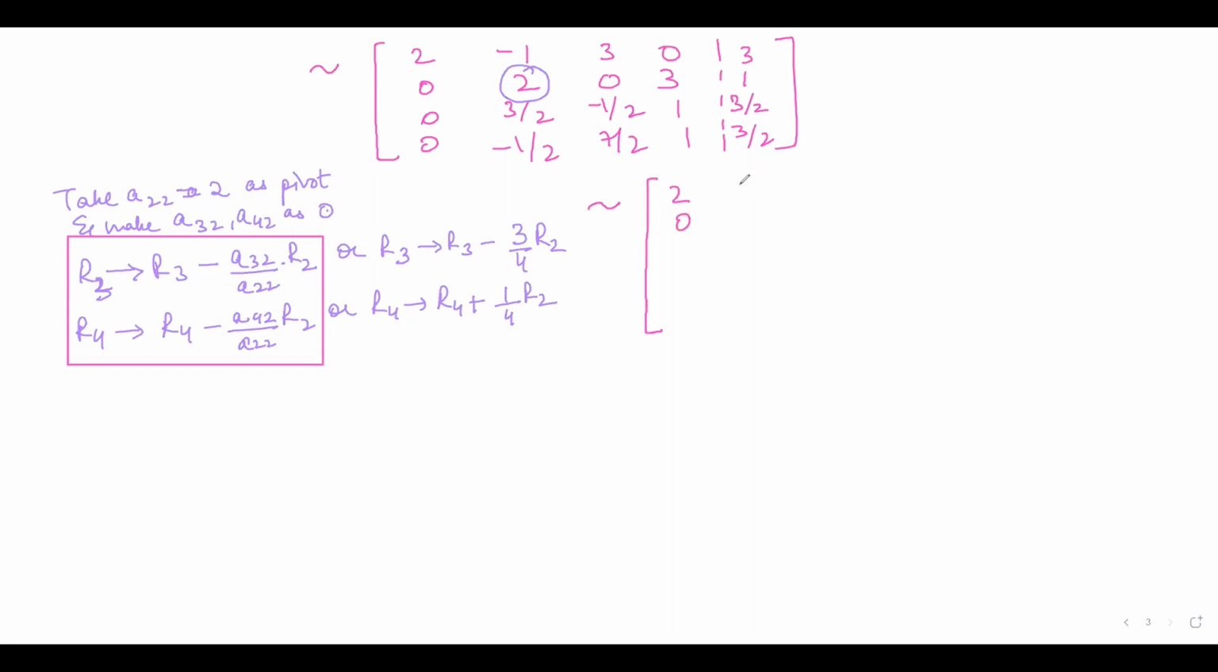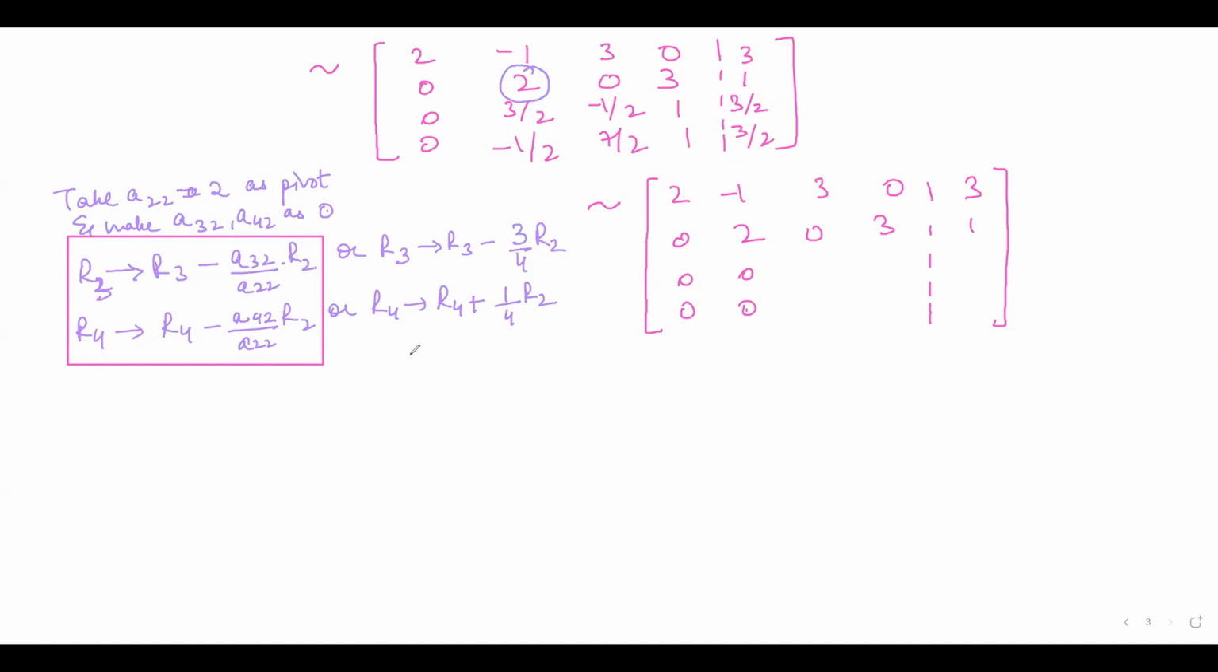Now, after this, my augmented matrix would be the first two rows, there is no change. So minus 1, 3, 0. So 0, 2, 0, 3, 3, 1. Row 3, now I have to make these two 0. So talk about these elements. What would be these elements? Okay, so how to find that?